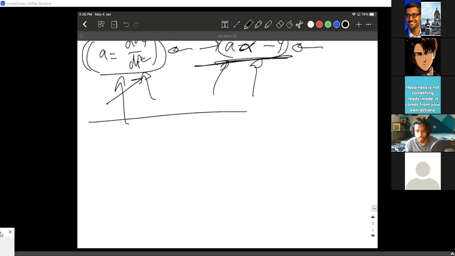Yes, sir. In the DPP, one of the questions had the differentiation. I was getting confused there. Maybe, yeah. So that's it. That is one of the ideas.